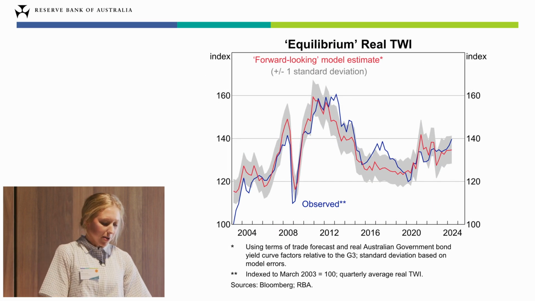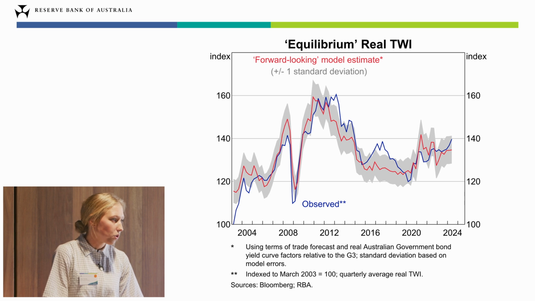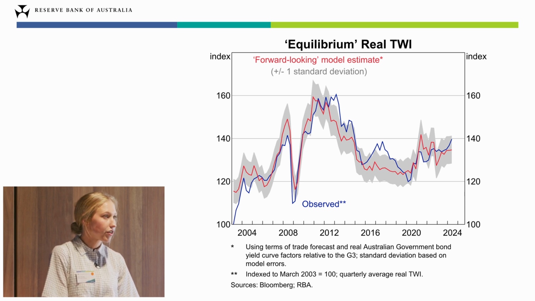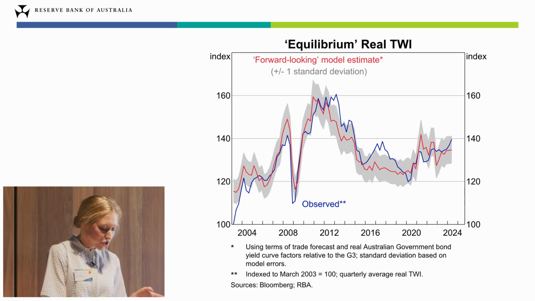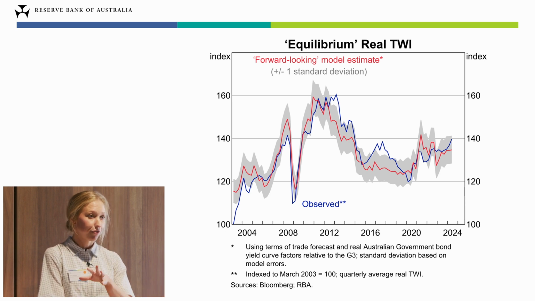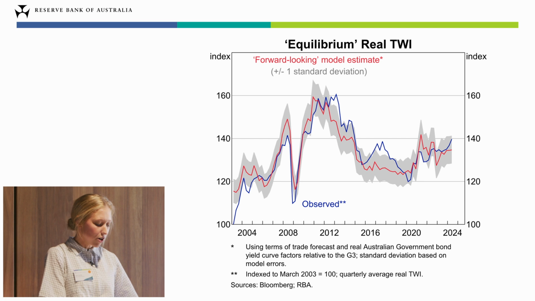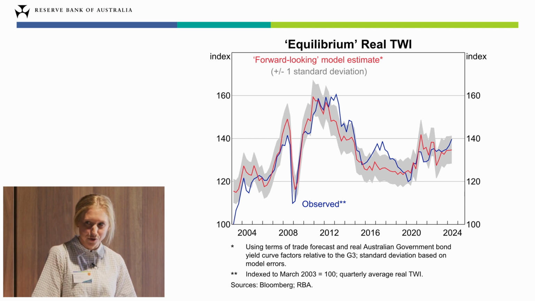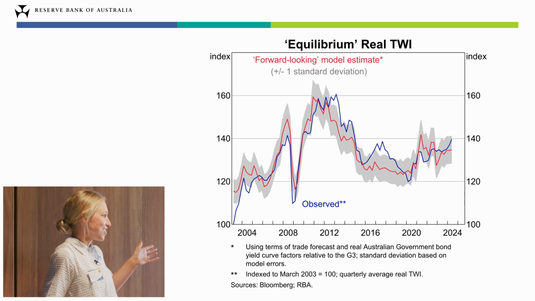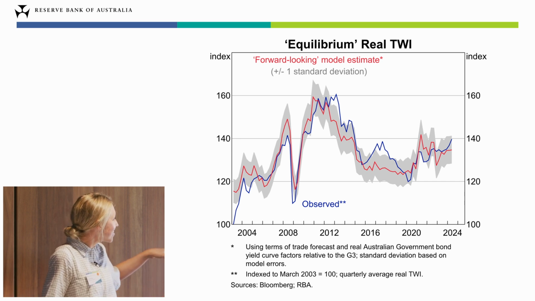So this graph shows some estimates of the RBA's forward-looking model of the Australian dollar. The model estimates, which are in the red line on the chart, are based on those two fundamental drivers that I just discussed. So the model uses forecasts of the terms of trade, and it also uses interest rate differentials. And you can see that for the most part, it actually does a pretty decent job of capturing broader trends in the observed level of the exchange rate, which is in the blue line.